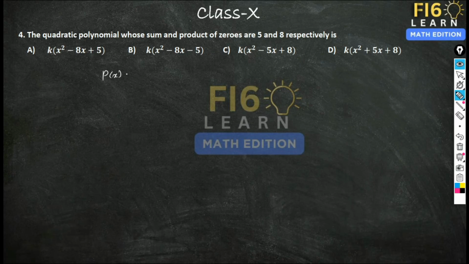P of x is equal to k into x square minus sum of the roots times x plus product of the roots. This is the general form of quadratic equation. Now here the sum value is 5 and the product value is 8. Just substitute the values here, we will get k into x square.